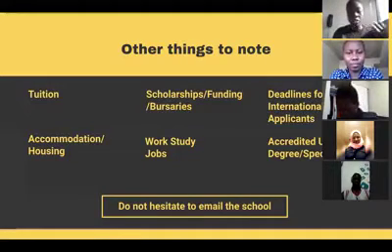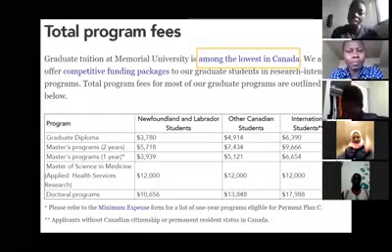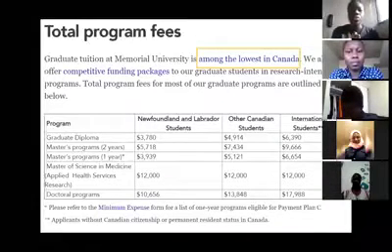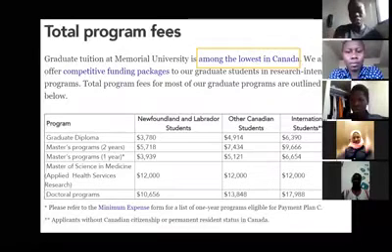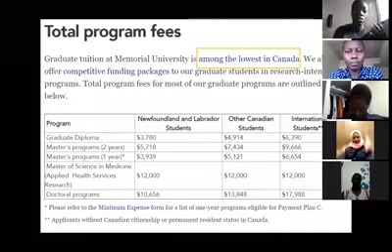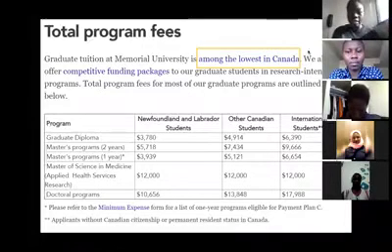So on the next slide, you'll be seeing various examples of what I was talking about throughout this slide. The first thing is the total program fees. A good example is Memorial University that I talked about. We can see that it says graduate tuition at Memorial University is among the lowest in Canada. But Memorial University is also a very good school. So things like this are something that you should watch out for when you're doing your research on universities to apply to or go to. So yes, this is an example.